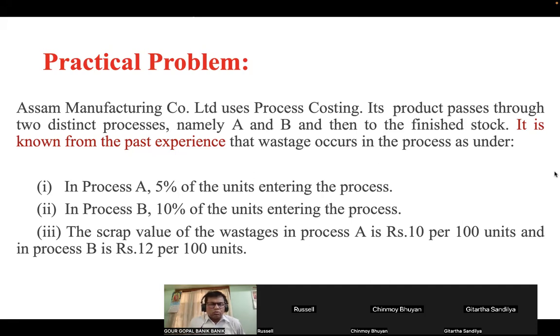So it is known from the past experience that wastages occur in the following. Yes, one person, Gitartho, entered the waiting room. Okay, I've admitted him.